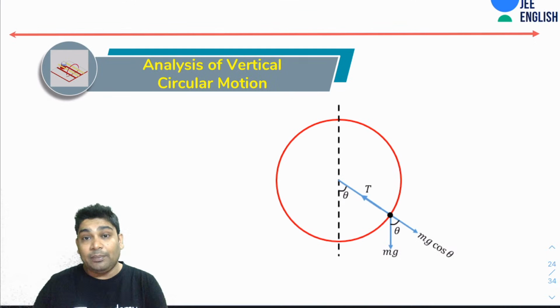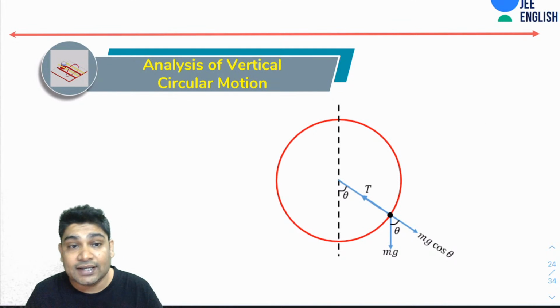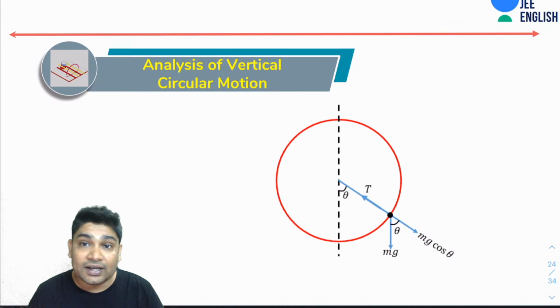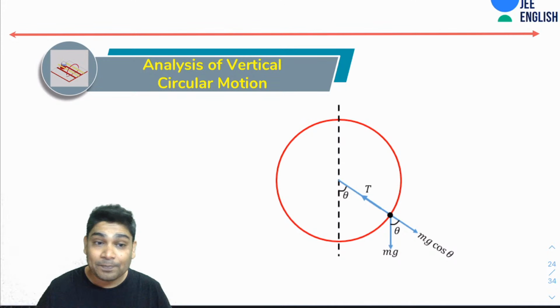Alright, now another major application of work energy theorem and conservation of mechanical energy is analysis of a vertical circular motion. So that is what we are going to focus on today. So how can we analyze the vertical circular motion with the help of energy conservation?